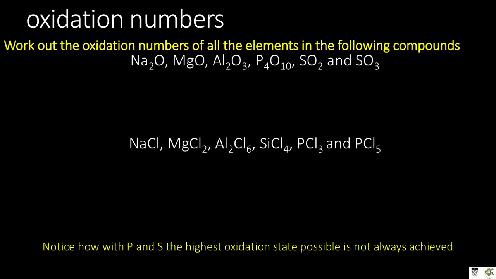Before we look at some practice questions, let's just consider the trends in oxidation numbers of these period 3 oxides and chlorides. So have a go at doing the following. Work out the oxidation numbers of all the elements in the following compounds. So do it for all the oxides and all the chlorides.